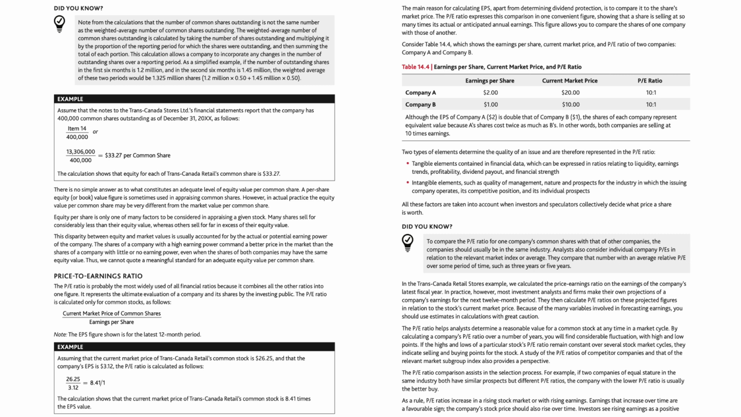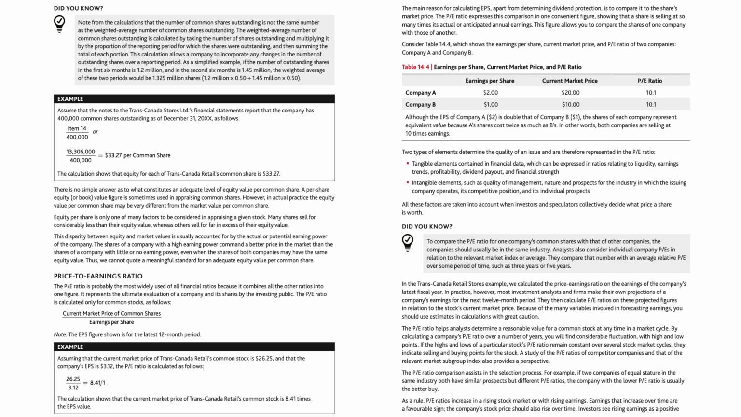Many shares sell for considerably less than their equity value, whereas others sell for far in excess of their equity value. The disparity between equity and market values is usually accounted for by the actual or potential earning power of the company. The shares of a company with a high earning power command a better price in the market than the shares of a company with little or no earning power, even when the shares of both companies may have the same equity value. Thus, we cannot quote a meaningful standard for an adequate equity value per common share.